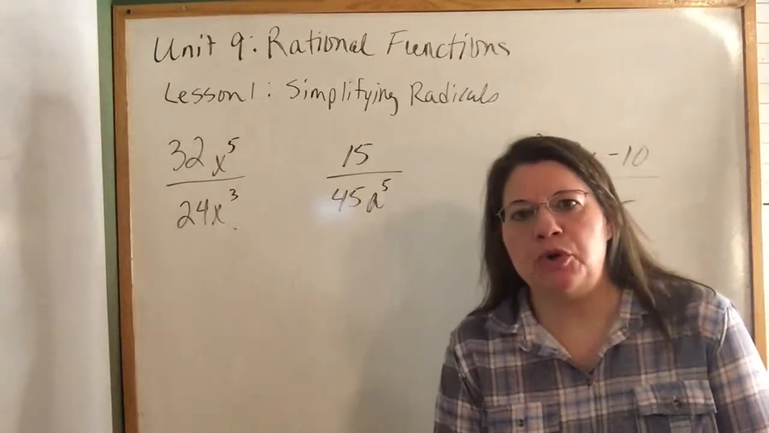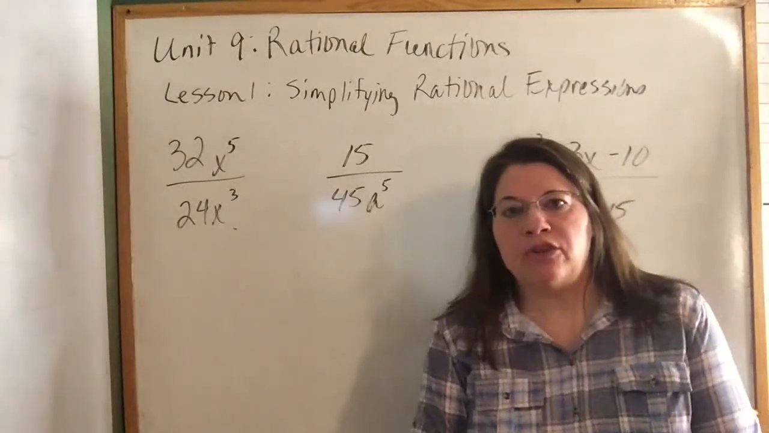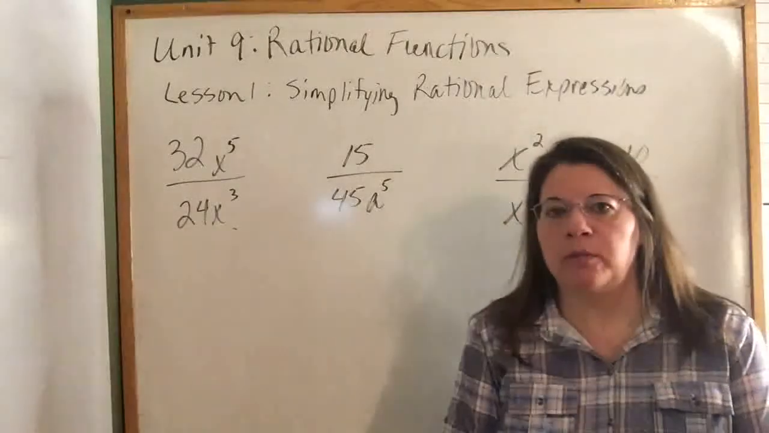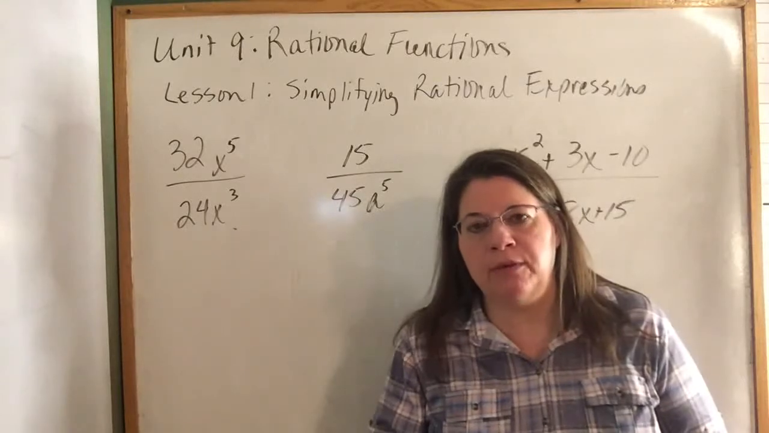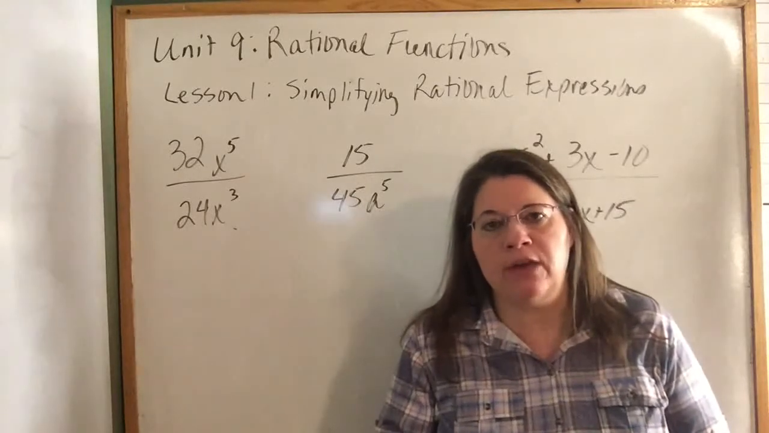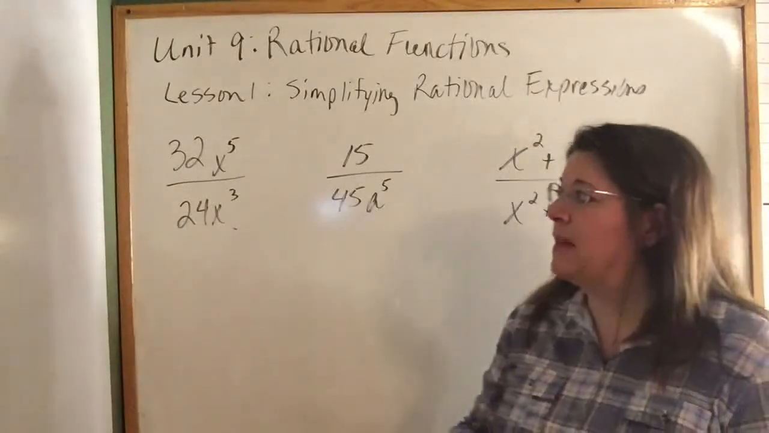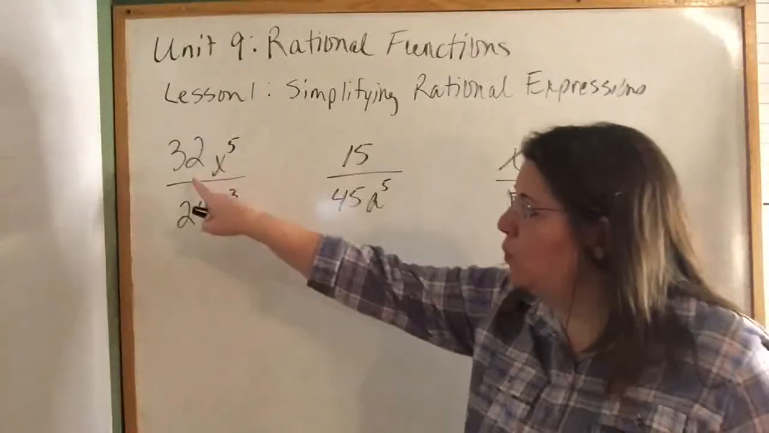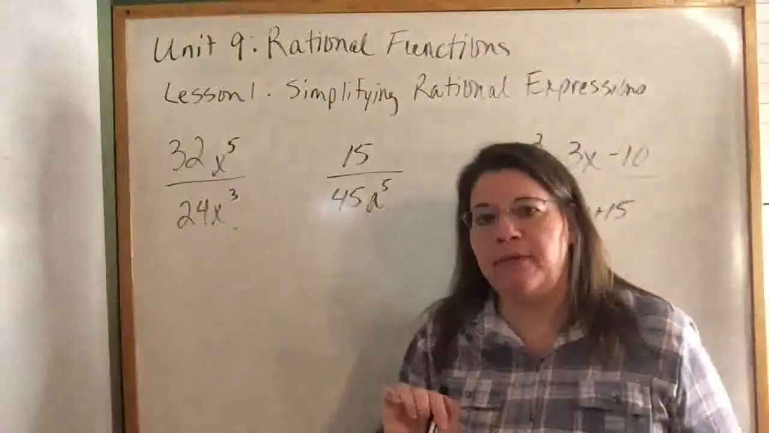This is Algebra 2, Unit 9, Rational Functions, and this is Lesson 1, Simplifying Rational Expressions. So we're going to start this unit out with a little bit of review. One thing you need to remember is that a rational number is any number that can be written as a fraction. So if you have a rational expression or an algebraic rational expression, you just have a fraction that involves variables.